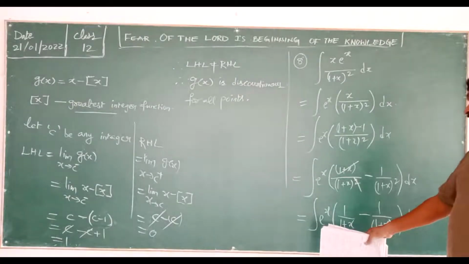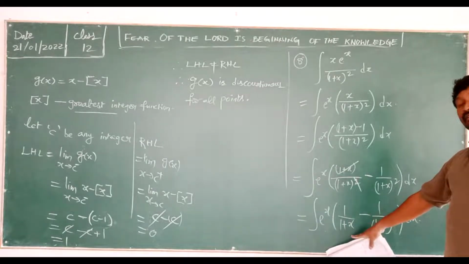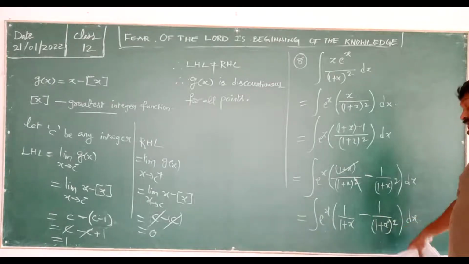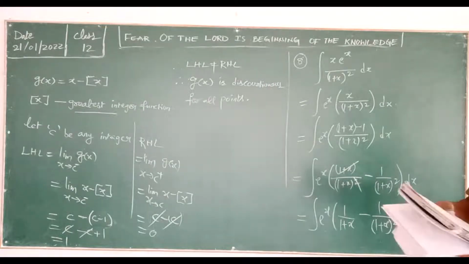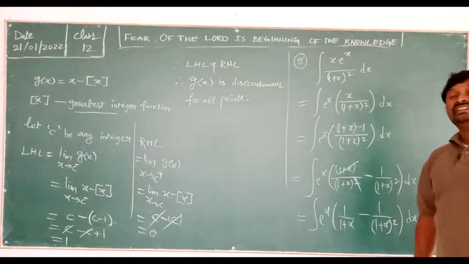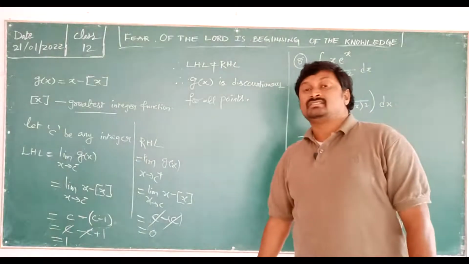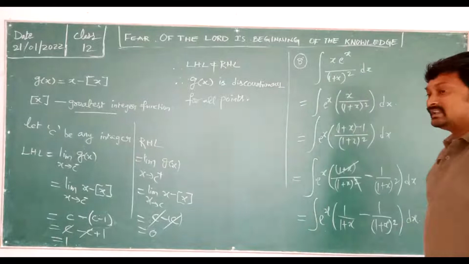So now check here, integral e power x, 1 upon 1 plus x is the f of x, or 1 upon (1 plus x) square is f of x? Which is f of x? Quickly comment in the comment section so that I can help you now. Which is f of x, which is f dash of x? Nobody has written an answer. Okay, I will tell them.